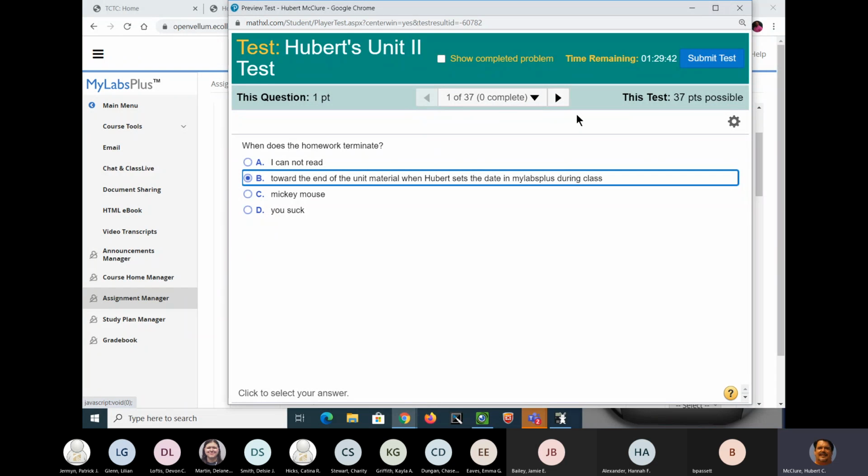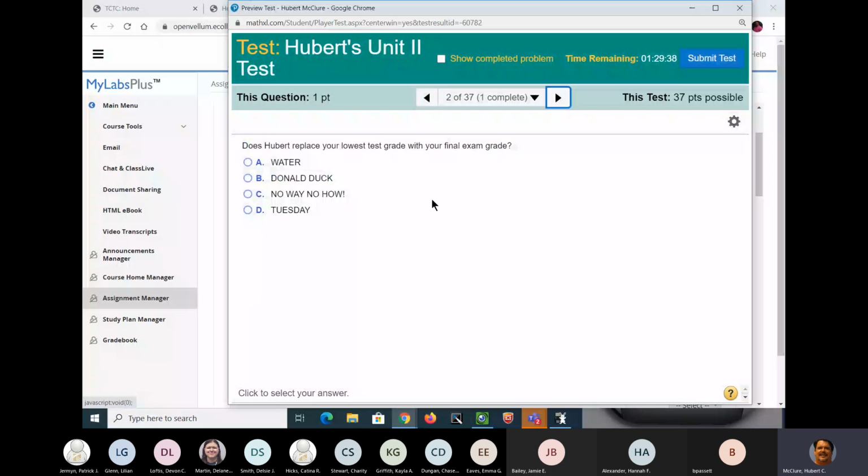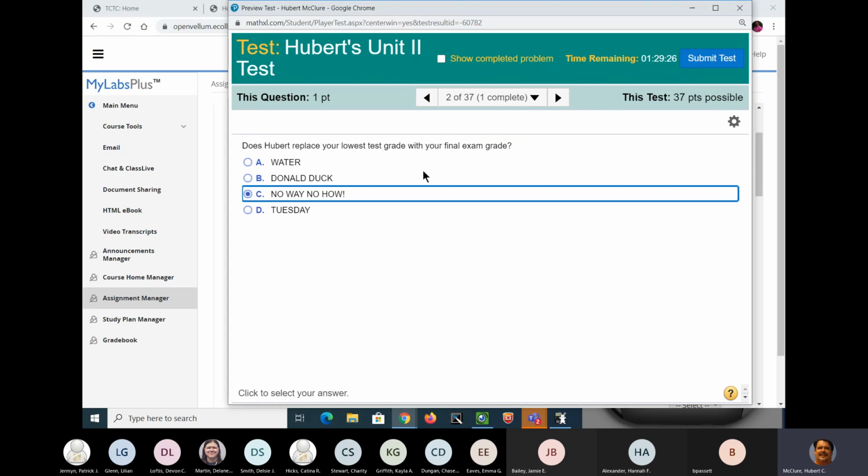Next. Okay, it's not supposed to bunch them up like this, but this is preview. This isn't the way it actually looks, this is the teacher's side. Does Hubert replace your lowest test grade with your final exam? No way, no how.